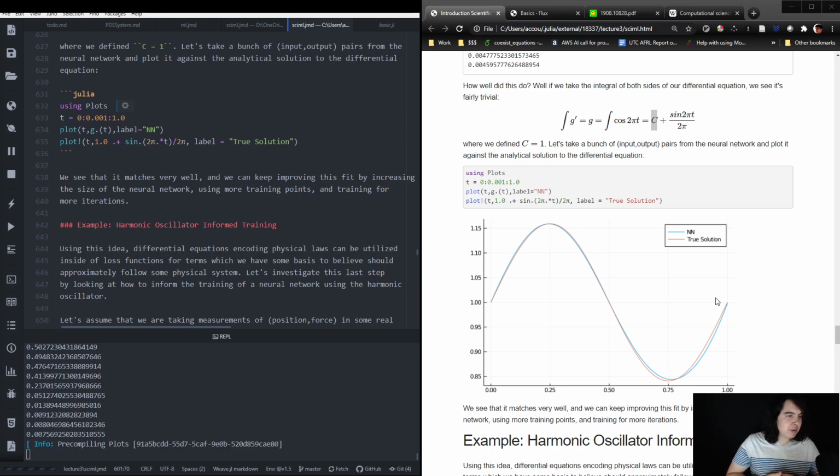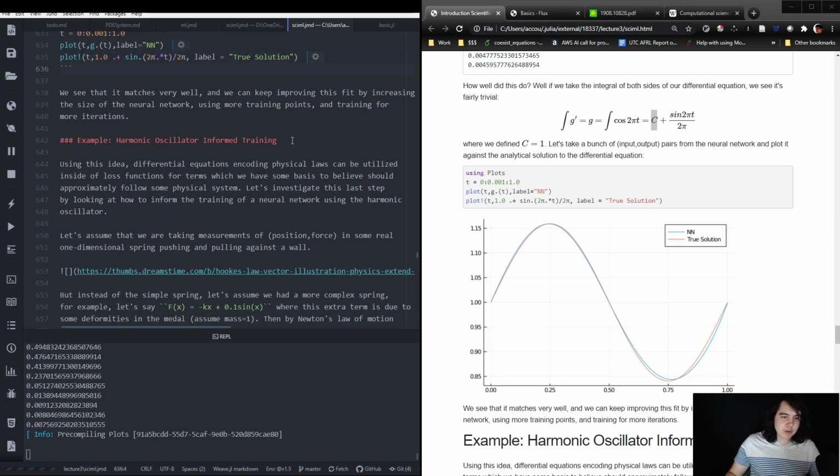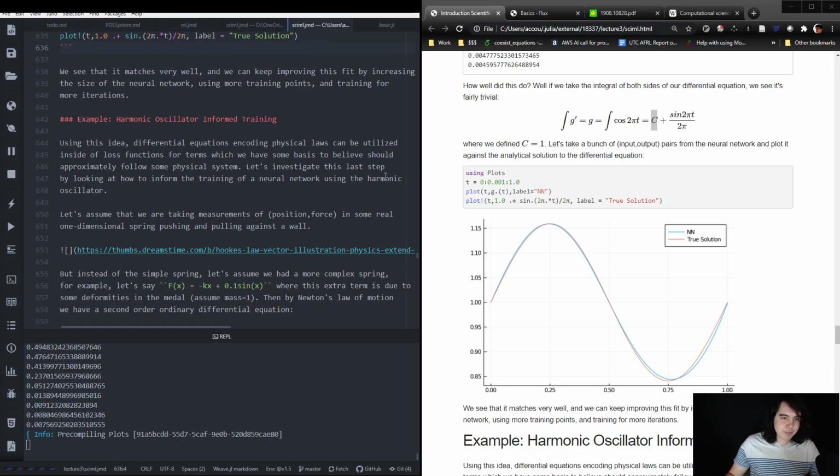And now what we can start to do is use this idea to augment loss functions with physical terms that are physically motivated by these differential equations, these physical laws. And so let's look at doing a harmonic oscillator informed training. Here, let me just make sure that I get the plotting library set up because I'll be using it a bit here.